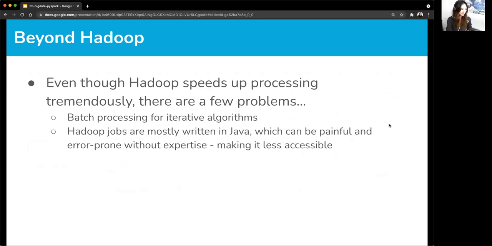Cool. Okay, so even though Hadoop does speed up processing tremendously, there's a couple problems. There's a couple things that you cannot really do MapReduce on as efficiently. So first, just think about iterative algorithms. The last iterative algorithm that we talked about was gradient boosting, or any boosting model, right?